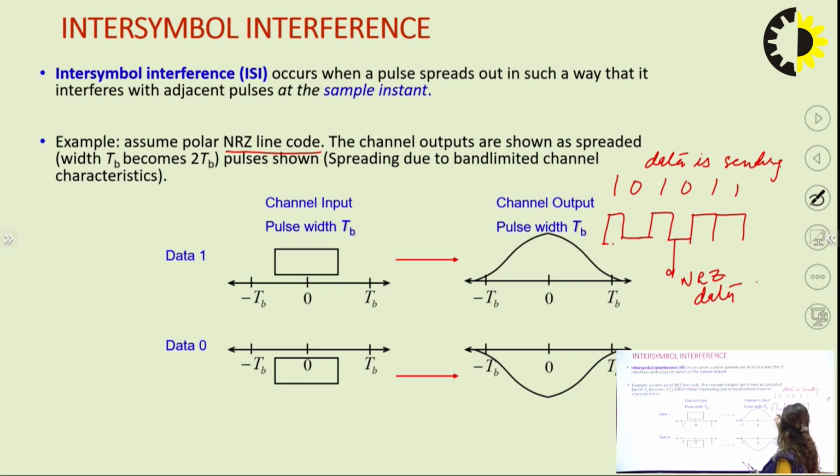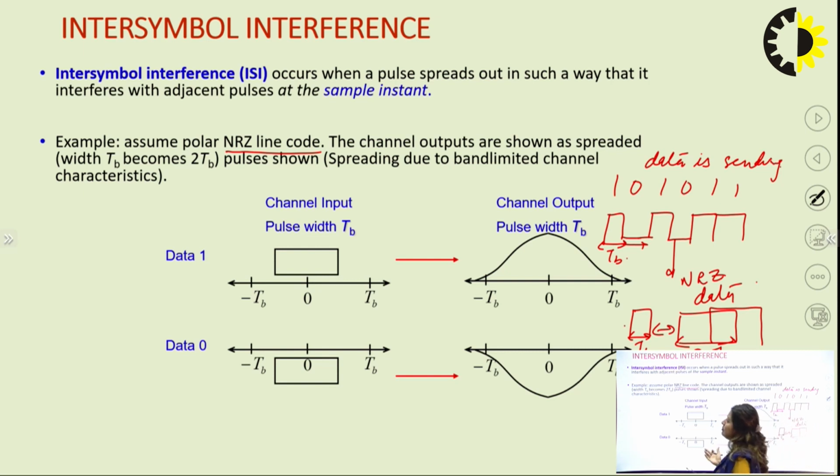The bit period is TB, and it becomes 2 TB. So when this portion, which now looks like TB, converts into 2 TB, this 2 TB pulse superimposes, or overlaps, with the next adjacent pulse in the channel. That problem is intersymbol interference.